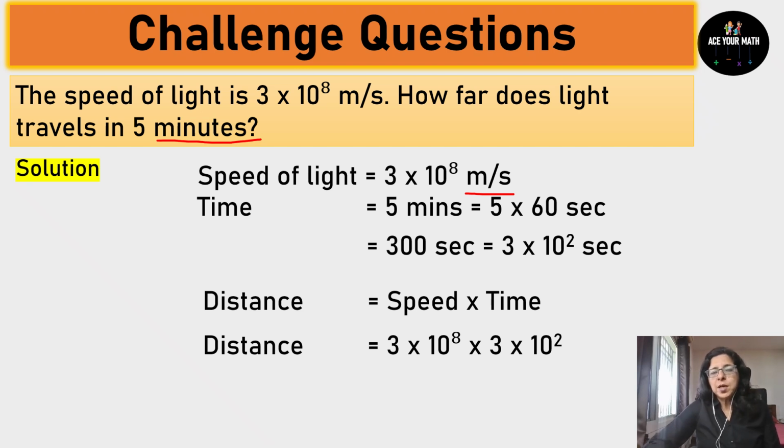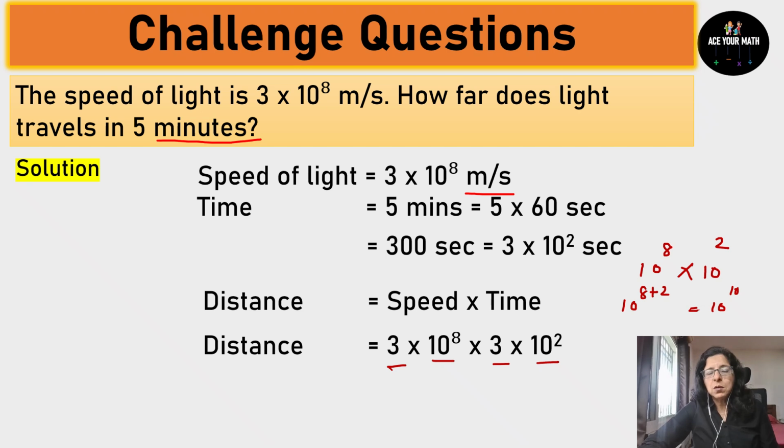multiplication? See, 3 multiplied by 3 will give you 9. And when the bases are same, then you can add the powers. So 10 raised to the power 8 times 10 raised to the power 2. How you solve it? Write 10 and then 8 plus 2, which will give you 10 raised to the power 10. Okay, now see further what will be the answer. 3 times 3 will give you 9 and times 10 raised to the power 2 plus 8. So the answer is 9 times 10 raised to the power 10 meter. That much distance will be traveled by light in 5 minutes.